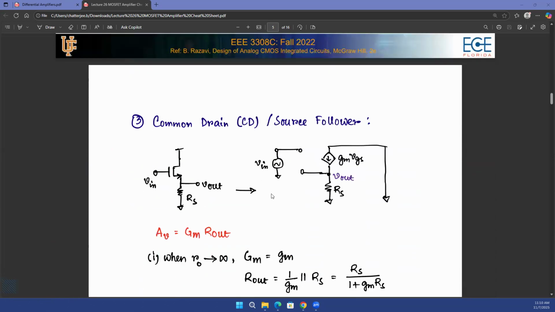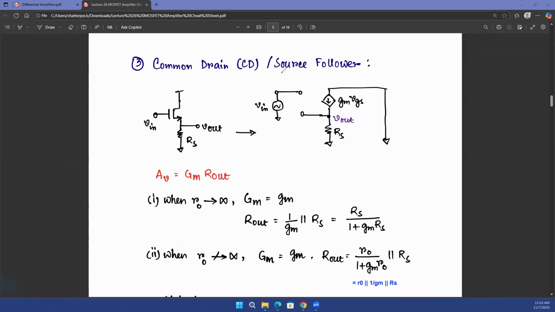All right. Common drain or source follower. Again, your input is at the gate, your output is at the source, and you have the RS transistor over here. You can do the small signal AC equivalent modeling and find out what is going to be your capital GM and what is going to be your R out. In this case, remember, why do we not have the negative sign? Why does it look like GM R out, not minus GM R out?